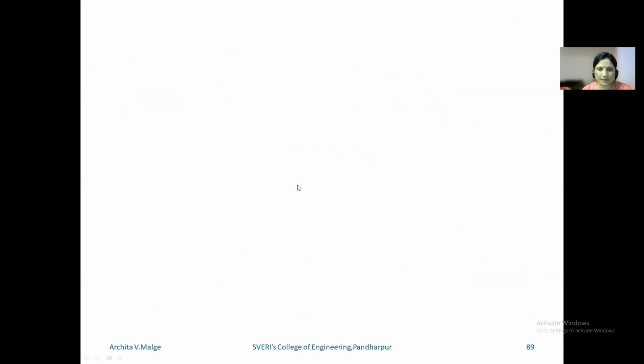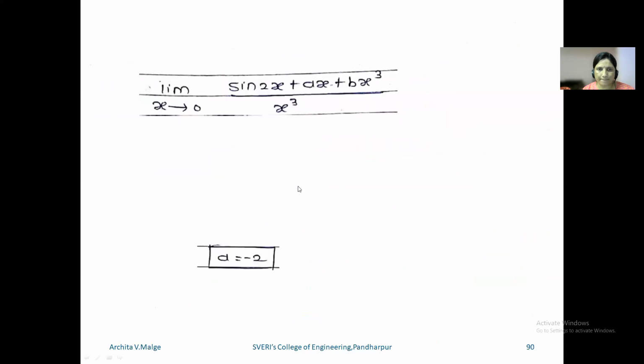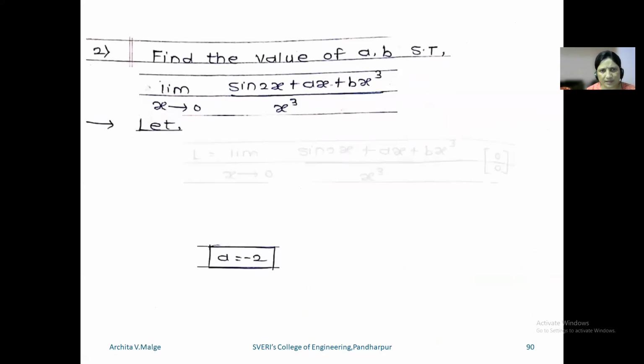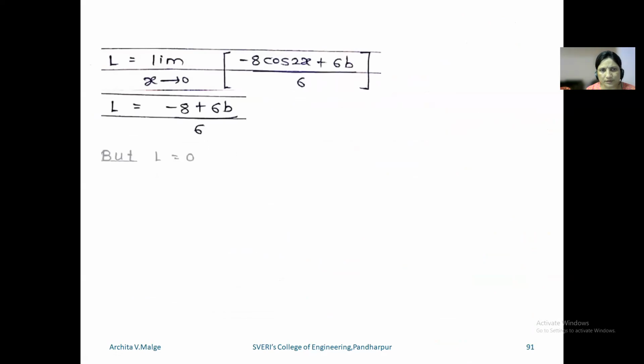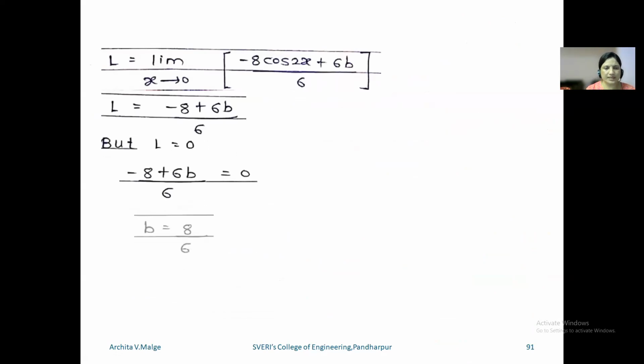The next will be next example. Limit as x tends to 0 sin 2x plus ax plus bx cube divided by x cube. Just now we took an example, I have just taken that example.